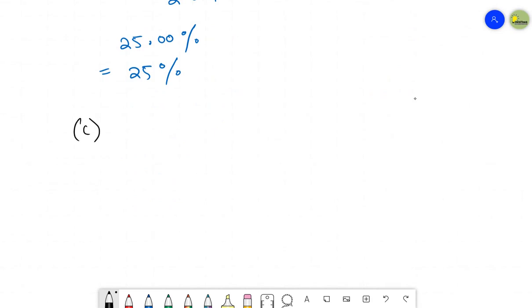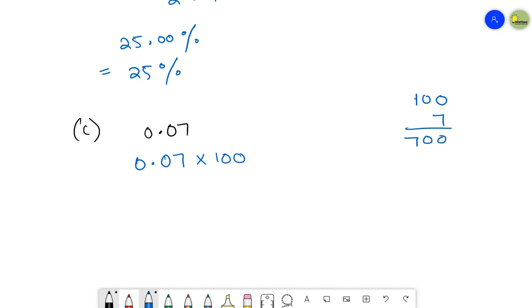In part C, I have 0.07 and I need to convert it into a percentage. So just multiply the number by 100. 0.07 multiplied by 100. Just remove this decimal point and multiply like this. 100 multiplied by 7. 7 zeros are 0, 7 zeros are 0, 7 ones are 7.